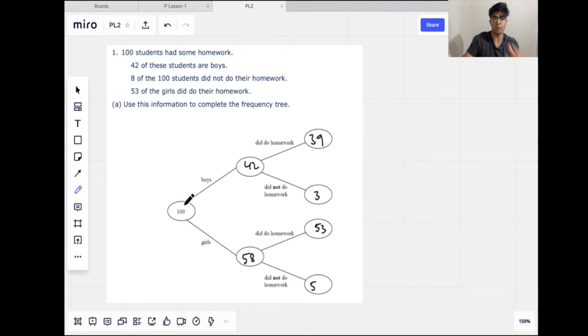Or interesting boxes, I guess, even. So you might think of, how many of these are boys? This might be something we're interested in. And how many of these are girls? That's another thing we're interested in. And another thing that we are interested in is if they did their homework or not. So we split them again.